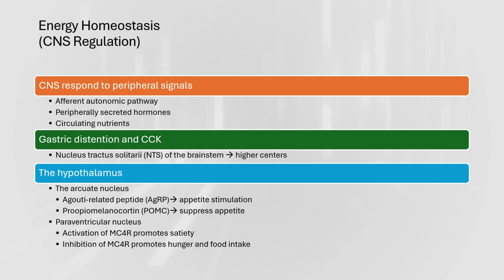The distension signals, along with gut-derived hormones like cholecystokinin, terminate at the nucleus tractus solitari in the brainstem, which then sends signals to the parabrachial nucleus, central amygdala, stria terminalis, and the medulla. These areas are involved in taste and satiety processing, emotional and motivational aspects of eating, and stress and reward-driven eating.